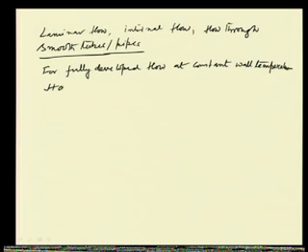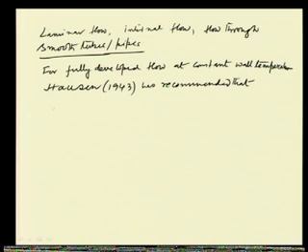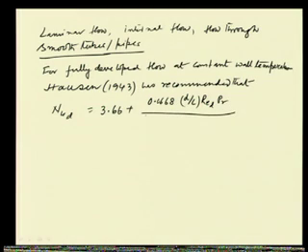Hausen in 1943 has recommended that NuD, that is Nusselt number based on diameter, okay, NuD is equal to 3.66 plus 0.0668 into D by L into ReD, Reynolds number based on diameter, into Prandtl, divided by 1 plus 0.04 D by L into Reynolds based on diameter into Prandtl. Okay. This whole to the power 2 by 3.